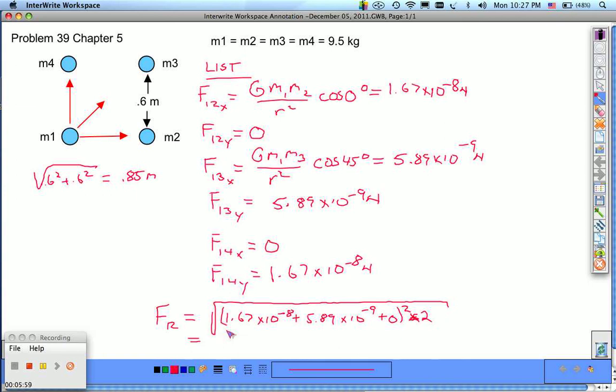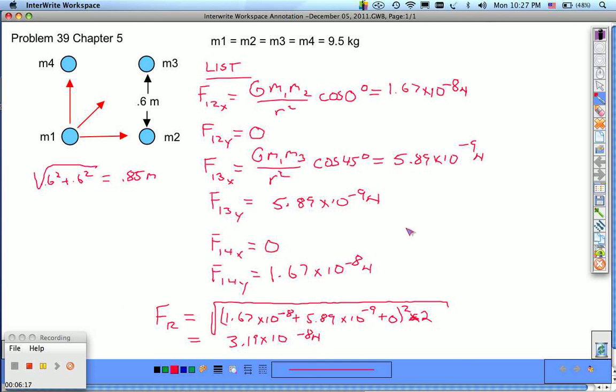Now take the square root of that. Taking the square root of the sum of the x components multiplied by 2, we get a value of 3.19 times 10 to the negative 8th newtons. So there's our magnitude for the net force.